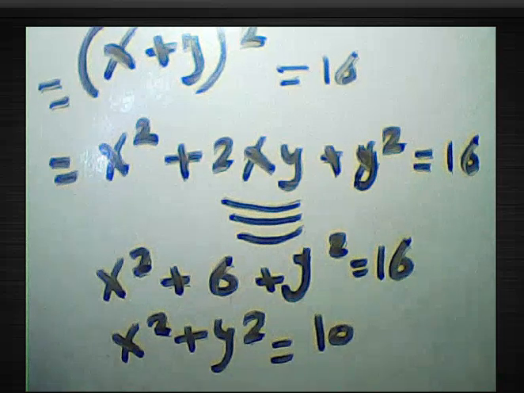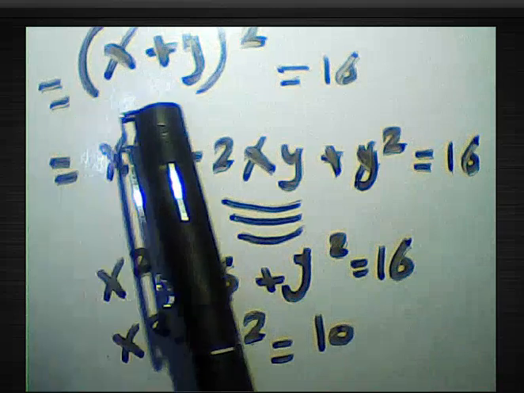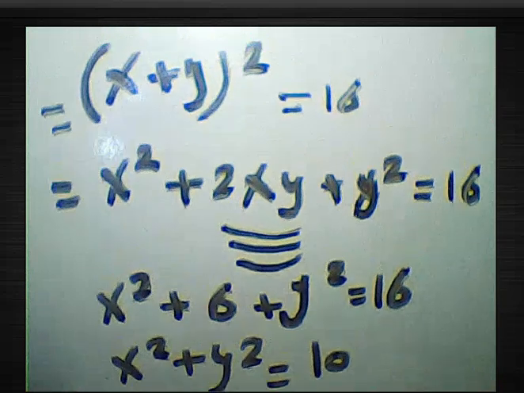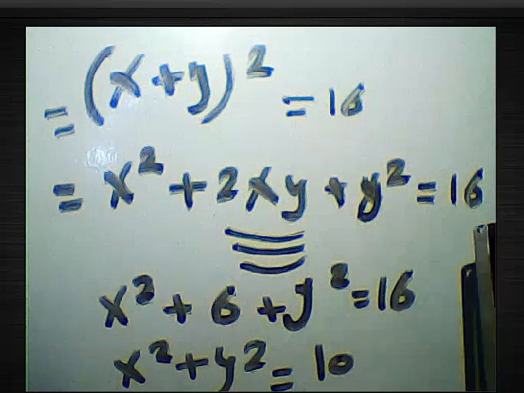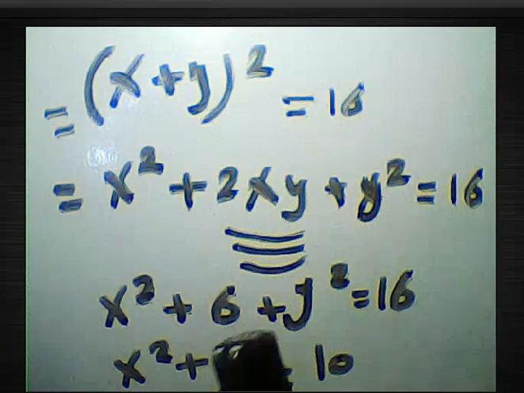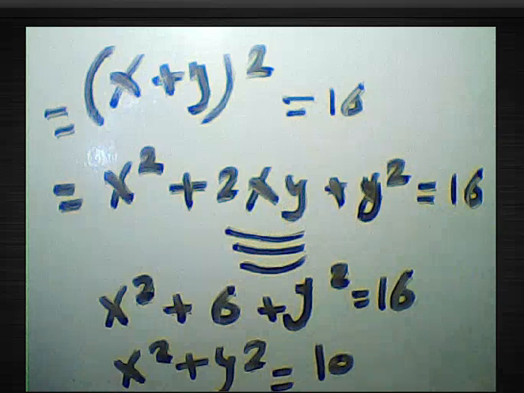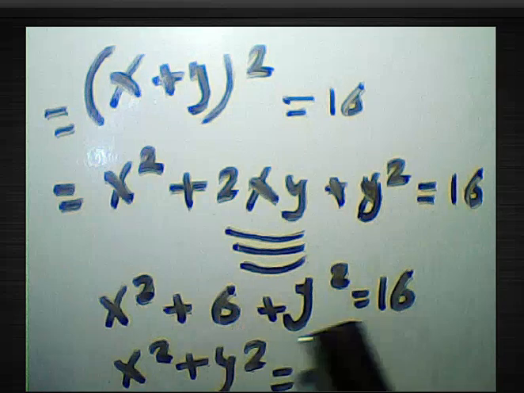Again, we know x plus y all power 2 equals x power 2 plus 2xy plus y power 2. The result equals 16. And x multiplication y equals 3. 2 times 3 equals 6. Then x power 2 plus y power 2 equals 10, because 10 plus 6 equals 16.